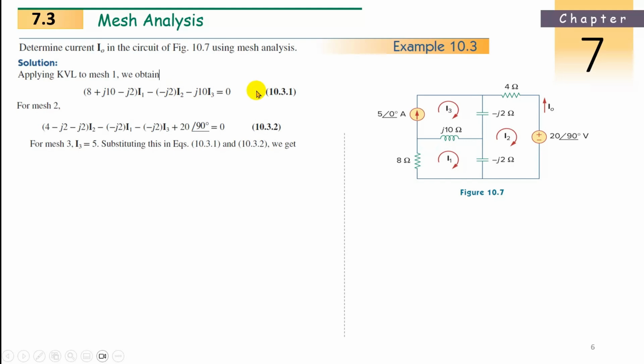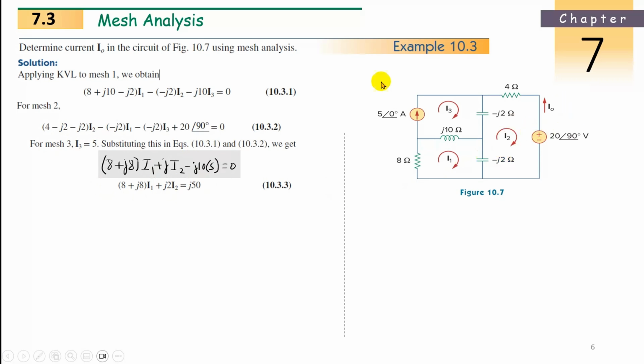Separate the I1 and I2 in the first equation. That is 8 plus, that is 10 minus 2, how much? 8. So 8 plus j8 I1. Next minus of minus plus j2 I2. Now it is j into 10 times I3. What is I3? It is 5. So it becomes 50j, and we can put it on the other side. That is (8 plus j8) I1 plus j2 I2 equal to j50. This is one equation to make a matrix.